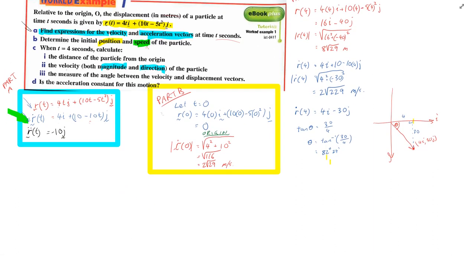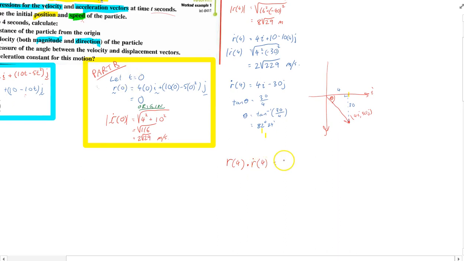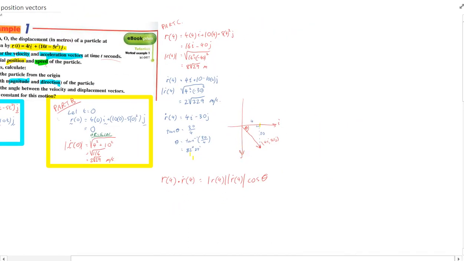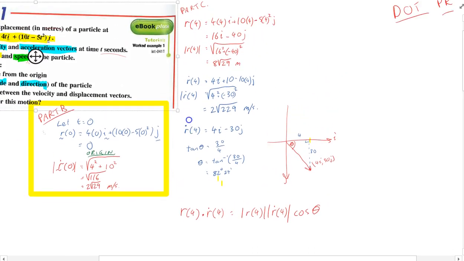So if I do the dot product of R4 and R dot 4, the dot product between the velocity and displacement vectors, I should be able to get myself an answer. Say that R4 dot R dot 4 is equal to the magnitude, and you should remember this, I hope, of R4 times the magnitude of R dot 4, which is our velocity vector, times the cosine of the angle between them. Okay, so maybe just a really quick dot product recap. If you want to find the dot product between two vectors, two ways to do it. Either you multiply the i components by the i components and the j components by the j components, and you add them together, or you take the magnitude of one, you multiply it by the magnitude of the other, and you multiply it by the cosine of the angle between them. So that's really quick in a nutshell, but we can't be spending time on that.